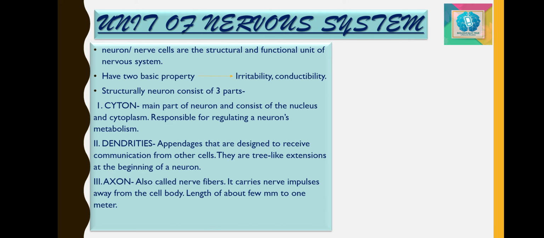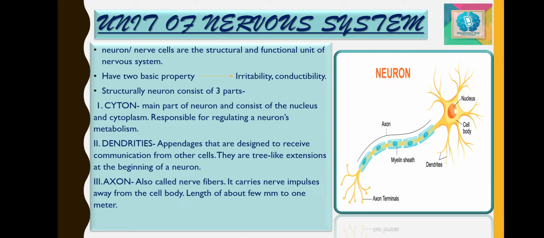Unit of the nervous system. To carry out the highly specialized functions, the nervous system is made up of highly specialized cells which are termed neurons or nerve cells. These are the structural and functional unit of the nervous system. These neurons are able to perform these specialized functions because of mainly two properties, that is, irritability and conductibility. Structurally, these neurons consist of three main parts.